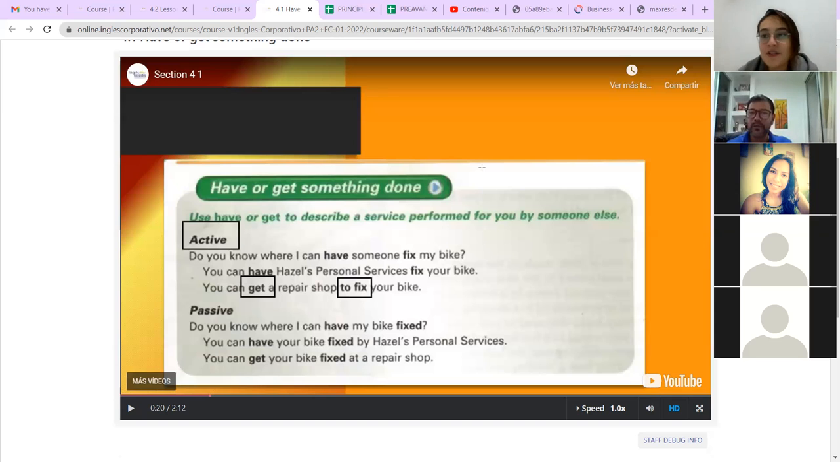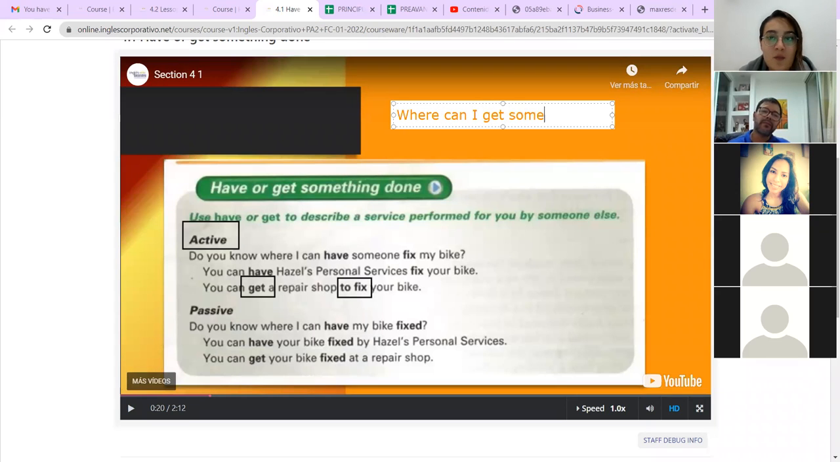That's good. A good exercise is to try to say the same thing we are saying in the active voice, to say it in the passive voice. So, for example, if I were to say, where can I get someone to do my hair? How would you say this in the passive voice?